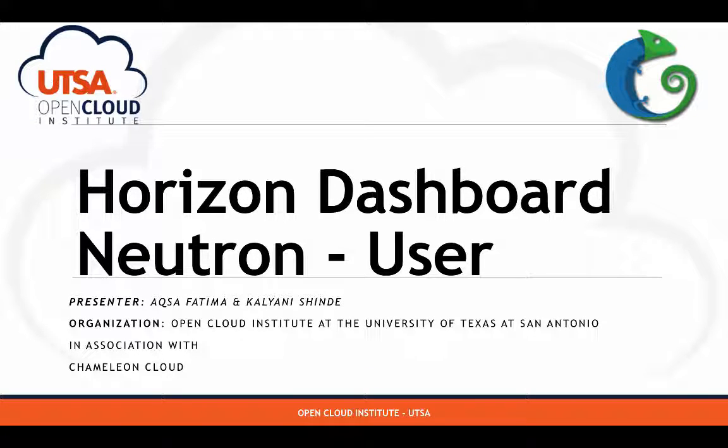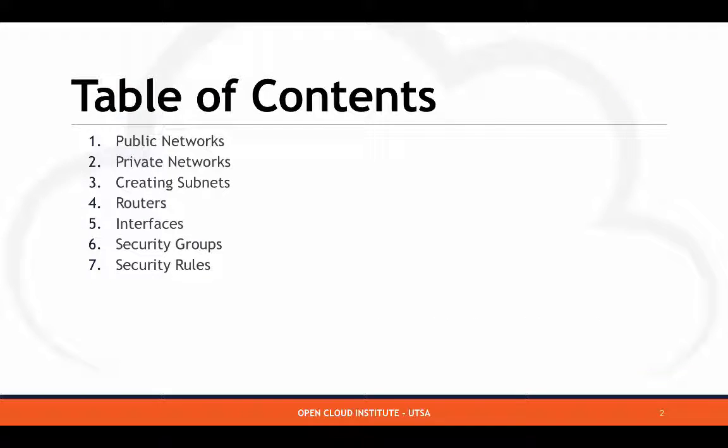Welcome to the Horizon Dashboard tutorial for Neutron as a user. In this tutorial, we will be discussing how to create public networks, private networks, subnets, add routers, interfaces, add security groups, and manage security rules.